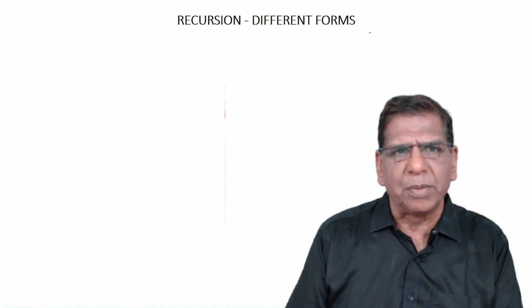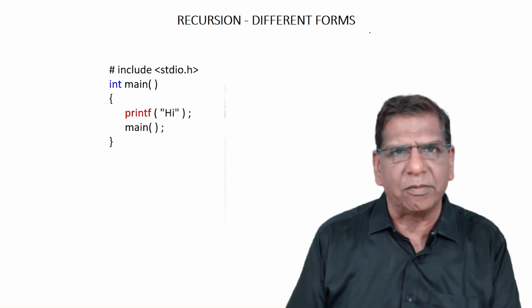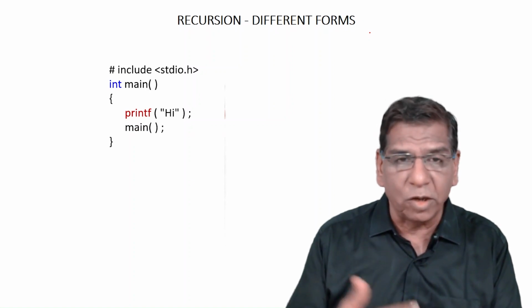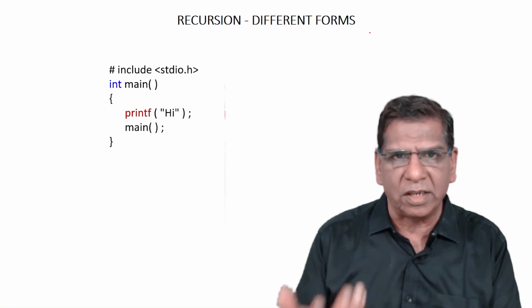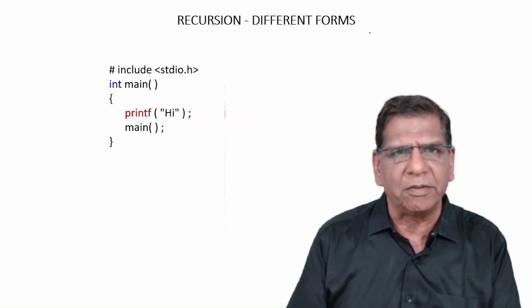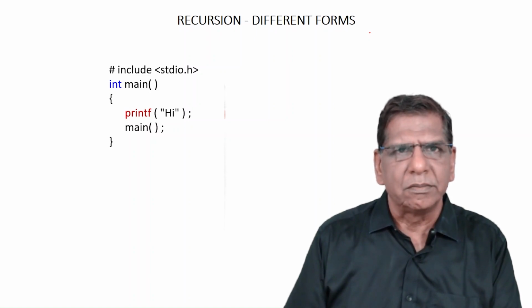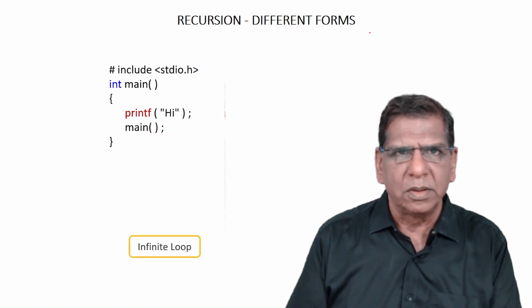Suppose we have a simple C program wherein within main we make a call to a function printf, following which we make a call to main itself. Can I do this? Well, if you remember, we had said that any function can call any other function. Similarly, if main calls itself, that's perfectly fine. On execution, you'll observe that this results into an infinite loop.